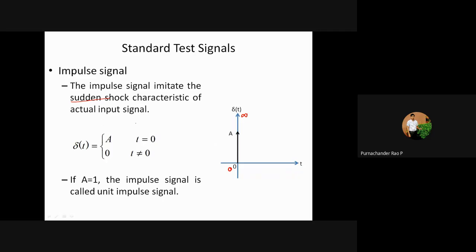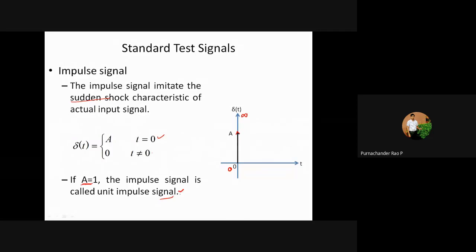If you take a value a for time t equal to 0, it has that particular value a, and for t not equal to 0, the value is going to be 0. Delta of t is equal to 0 for t not equal to 0, and it is equal to some constant value a only for t equal to 0. And if a is equal to 1, that is, the magnitude is 1, it is called a unit impulse signal.